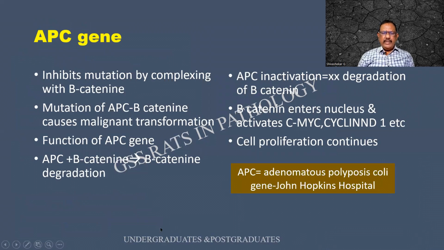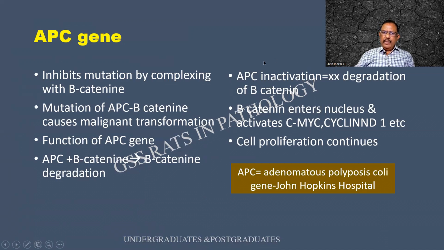Next one is the APC gene. The APC gene is the adenomatous polyposis coli gene that was identified by the Johns Hopkins Hospital. It inhibits proliferation by complexing with the B catenin. Sometimes there can be a mutation in the APC, or a mutation in the B catenin, or a mutation in both. Once there is a mutation of the regulator gene, there is uncontrolled proliferation.